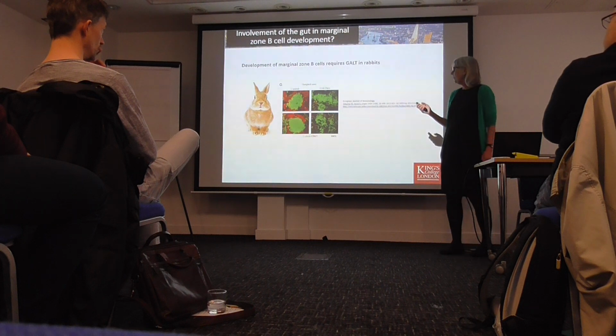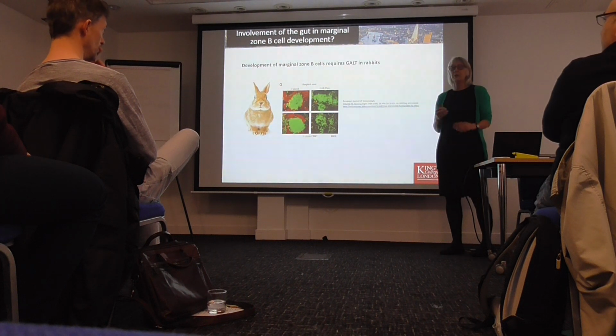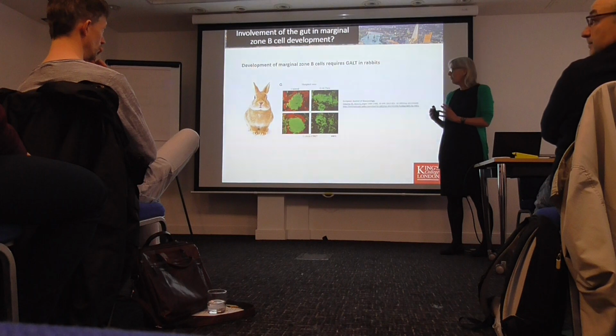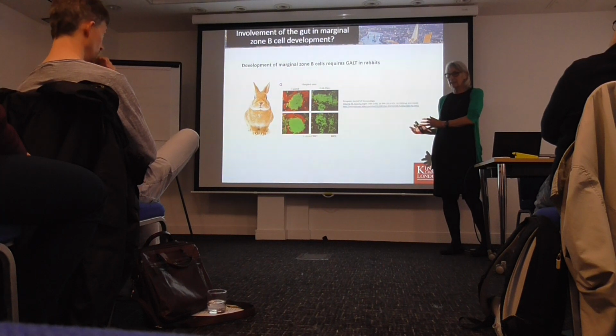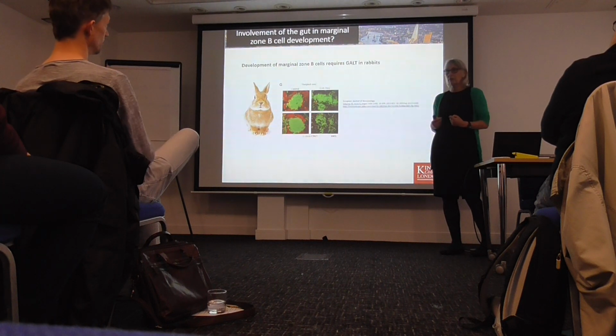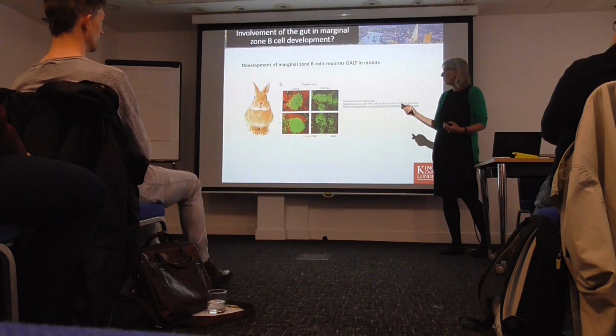And most recently, it's been shown that in a rabbit, if you take away most of the lymphoid tissue in the gut, so the rabbit has a massive appendix, if you take away the rabbit's appendix, it is no longer able to generate B cell responses.